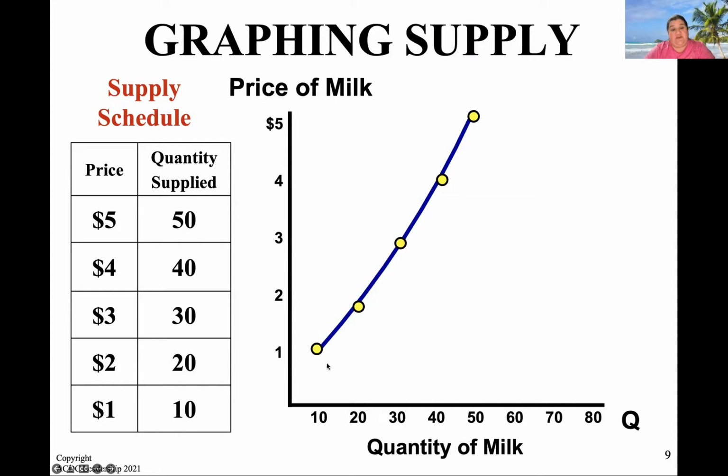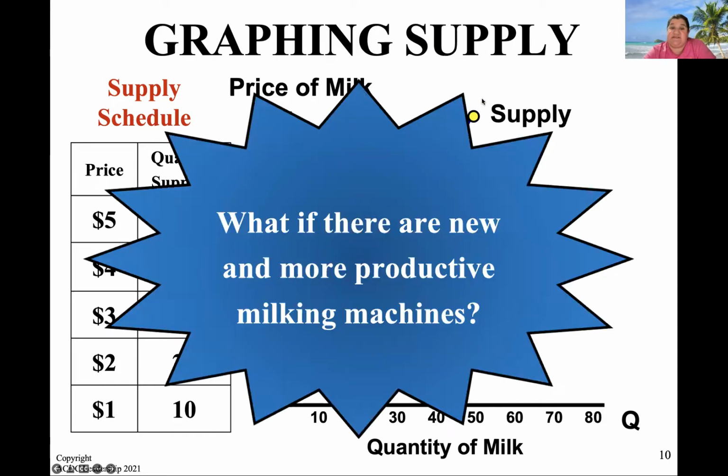And when we get down here to only $1, well, really, there's not going to be that large of a quantity of milk supplied. Again, movement along the curve is controlled by price. But just like when we were doing demand, there are things that could potentially shift the supply curve, but they are different categories than the things that we dealt with for demand.